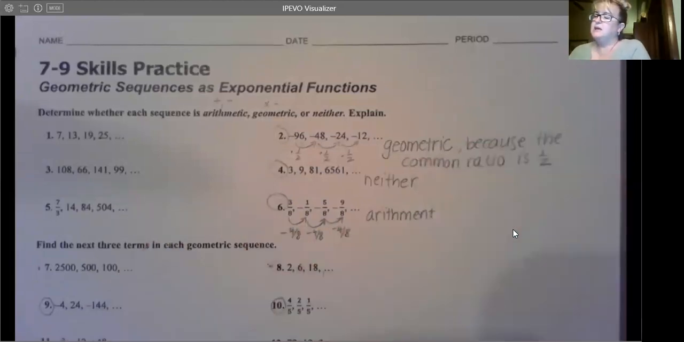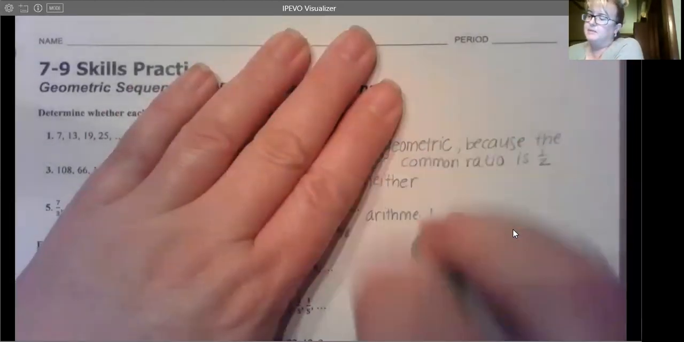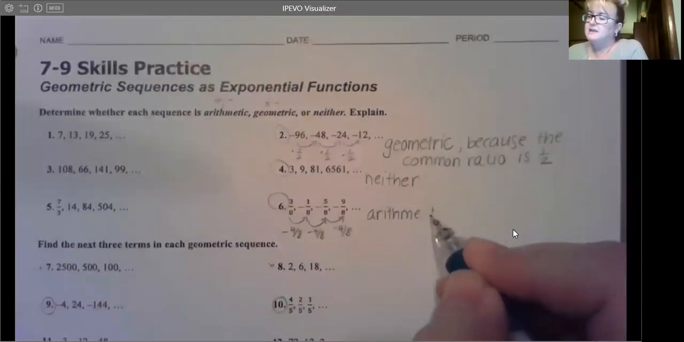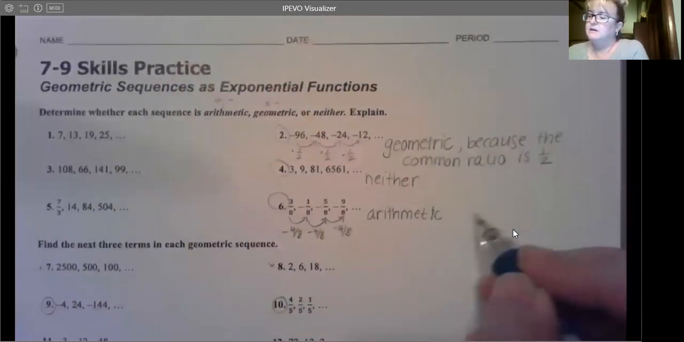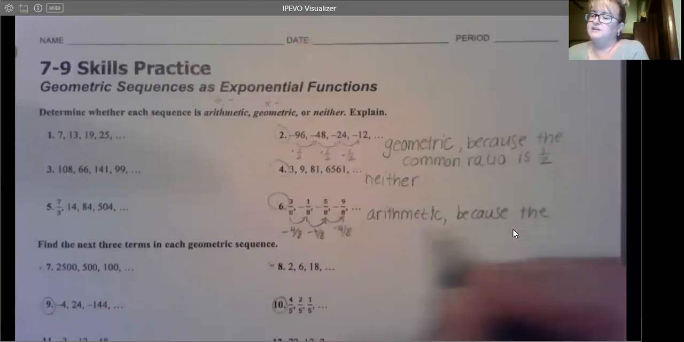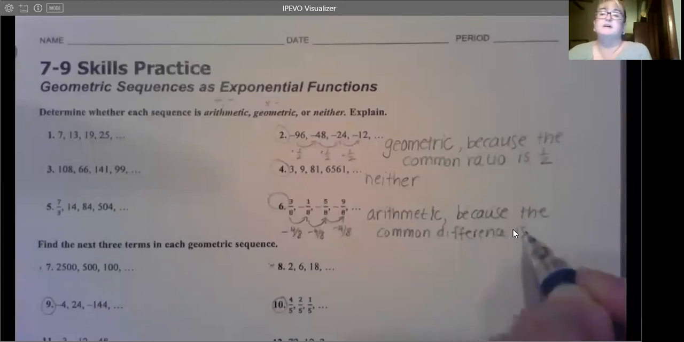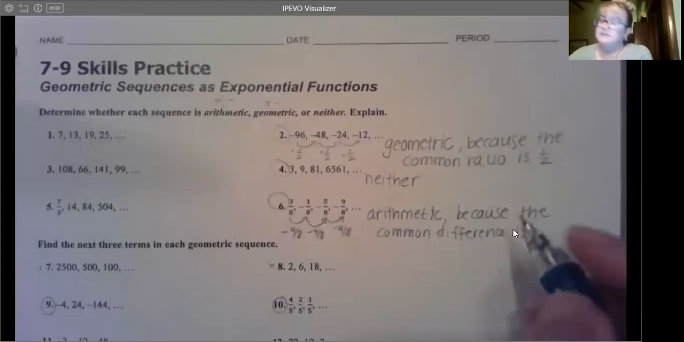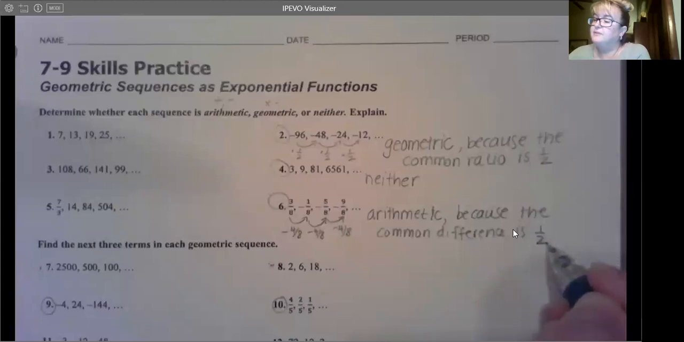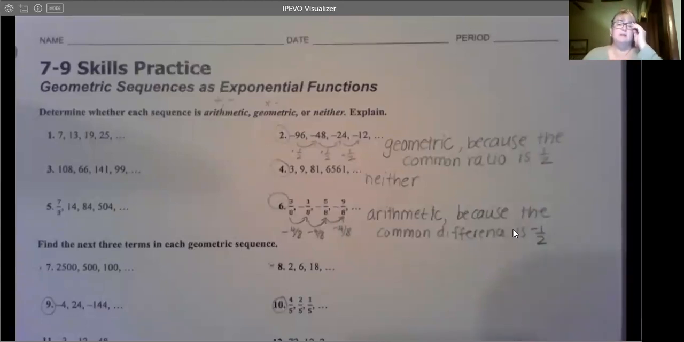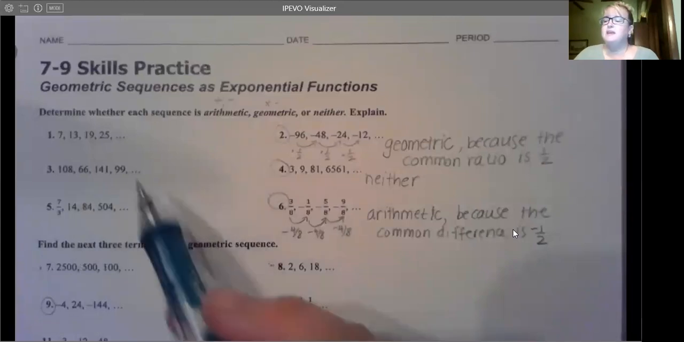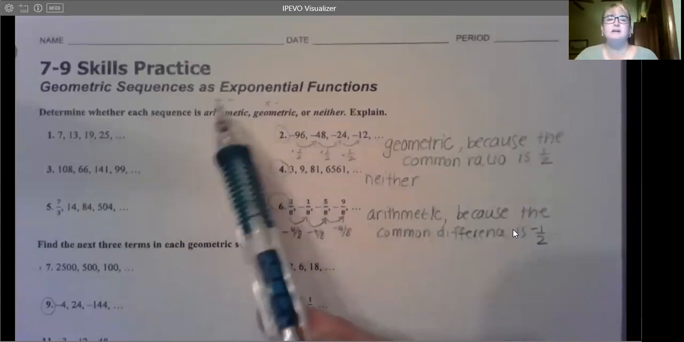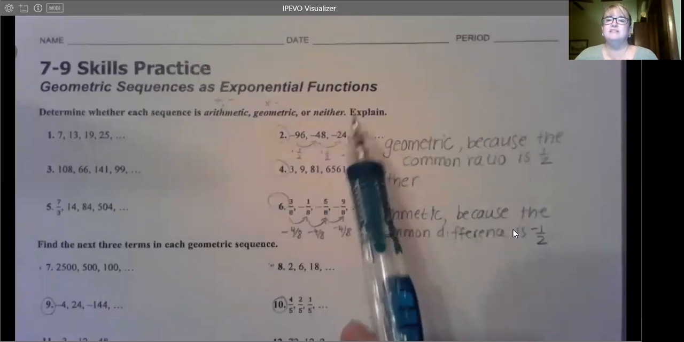Arithmetic, because the common difference is, please do not put 4/8. It is 1/2, or it's -1/2 actually, because it's going back. All right, so on these, you need to see, is it arithmetic, is it geometric, or is it neither?